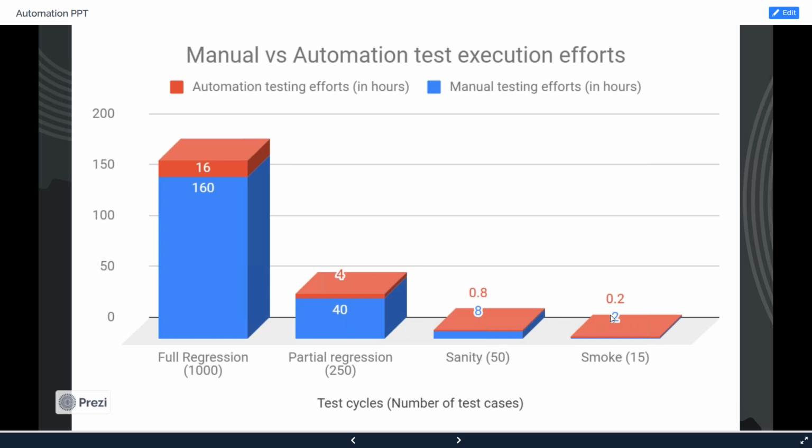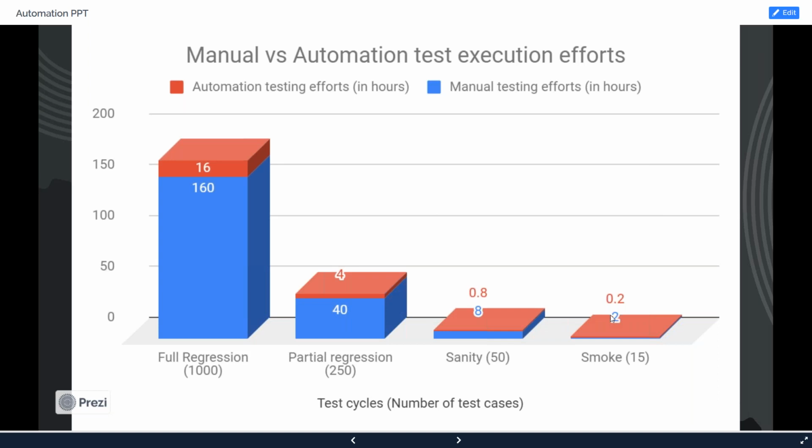Whereas coming to the full-blown regression, generally the manual team takes almost 20 days to finish a complete regression along with testing it properly. Whereas once the automation suite is built for all those 1,000 cases, it will finish the execution in 2 days. Clear?